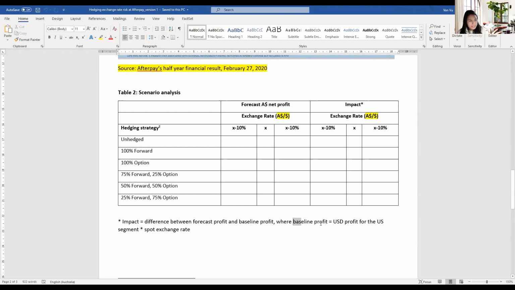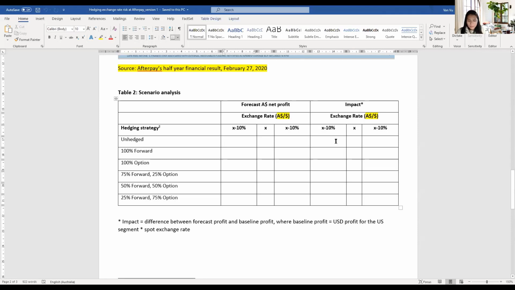So the baseline profit is given by the USD profit for the US segment times the current spot exchange rate, okay? So my baseline is the expected Australian dollars profit that we will get, assuming that the exchange rate does not change at all, okay? So these columns simply are the difference between whatever you calculate from this table, from these first rows, this first column, sorry, and the baseline, okay? So does that make sense?